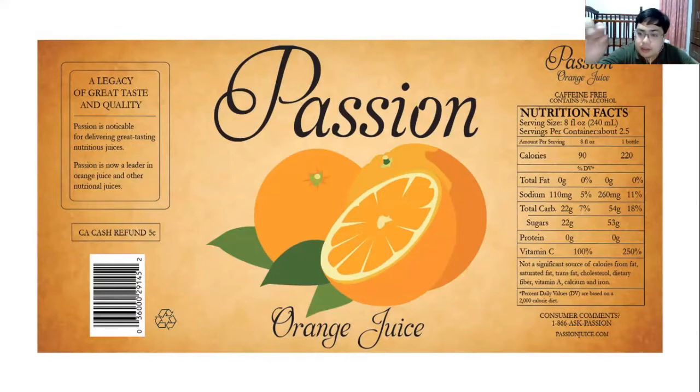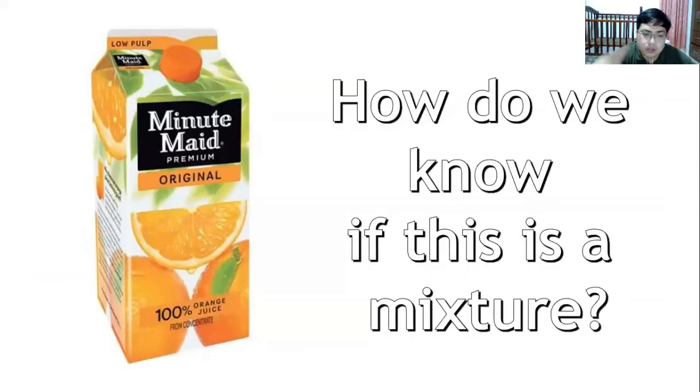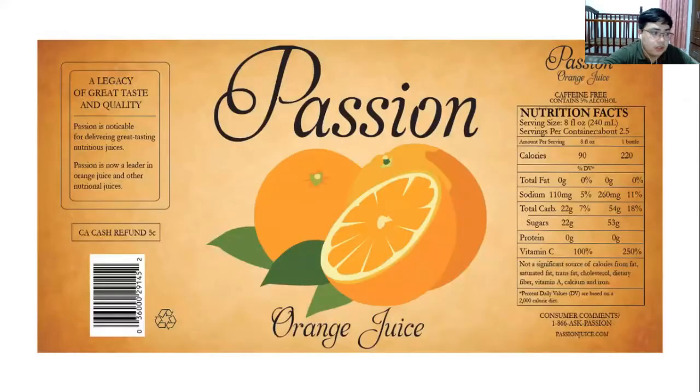Sodium, protein, vitamin C. Some of them, we can say, sodium, that would be an element combined with other sugars. Sugars is a compound, no? And other things. Okay? So we can say that this concentrate, or maybe a powder, is going to be considered as a mixture.